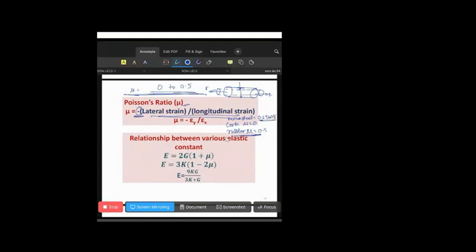Okay, is it okay? So whatever stress strain curve we have discussed, this was for ductile material.